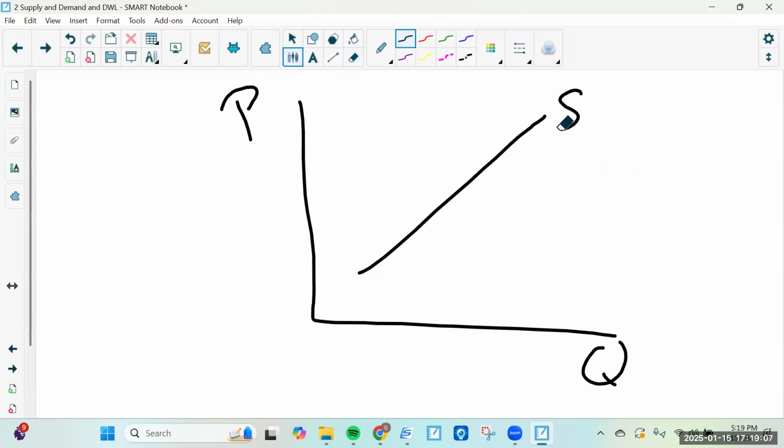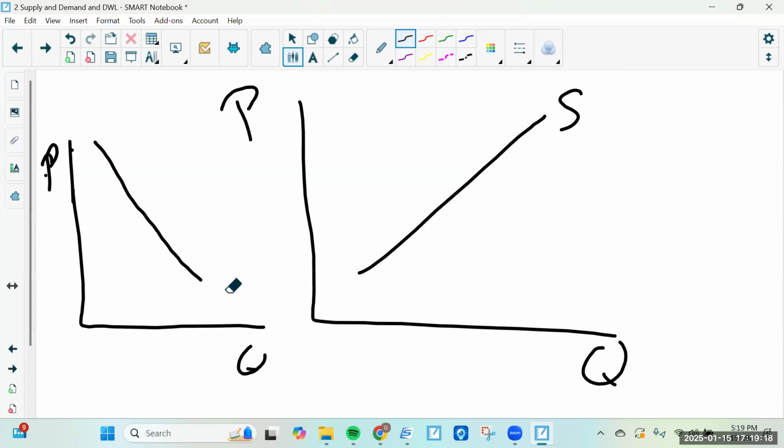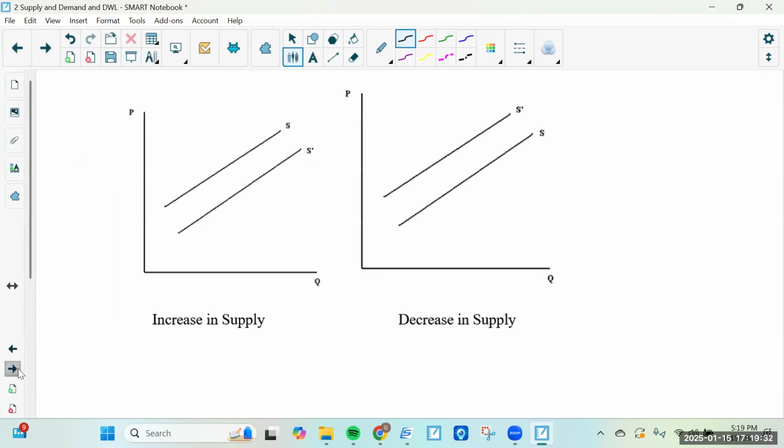And notice that I'm labeling it up here in the upper right-hand corner. When I drew my demand curve, I labeled it over here too. We always draw the labels over here on the right side of the axes, because it's kind of out of the way. Then when we start putting them together, we're going to see what we're doing here.